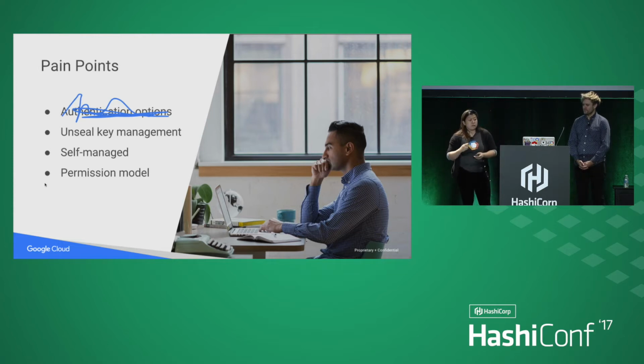Finally, we have issues with permission models. So in a GCP setup, you would have both cloud IAM permissions and Vault permissions to manage, and so how do you really do that?